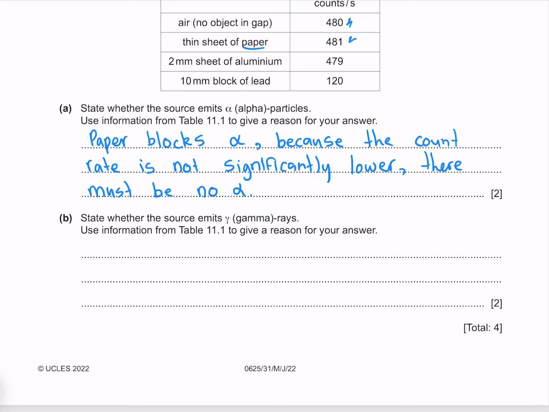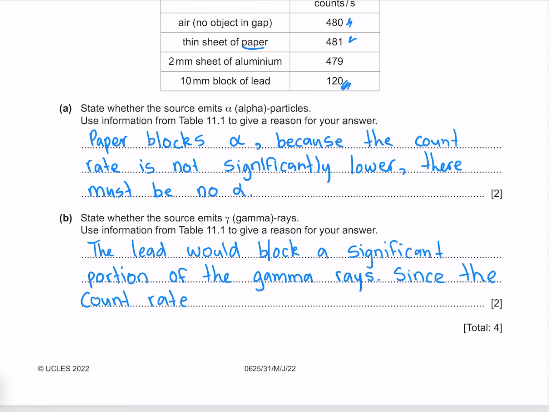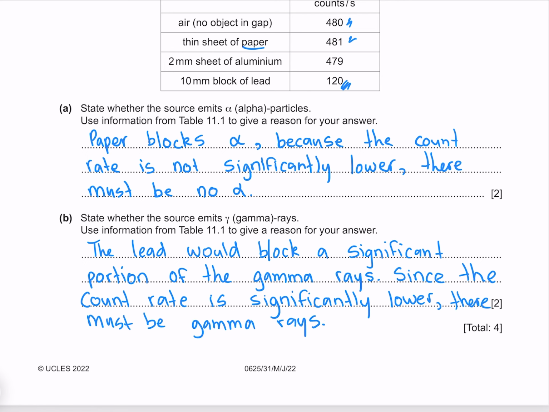State whether the source emits gamma rays. Use information from table 11.1 to give a reason for your answer. A block of lead would block a portion of the gamma rays. Because we see that the count rate is significantly lower, there must be gamma rays. The lead would block a significant portion of the gamma rays. Since the count rate is significantly lower, there must be gamma rays. And we're done.